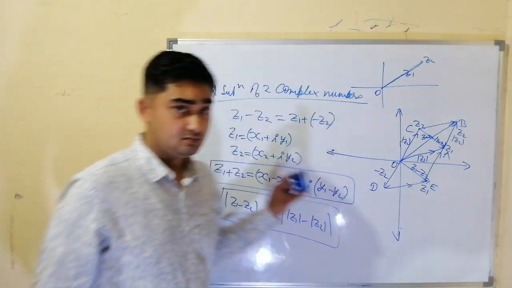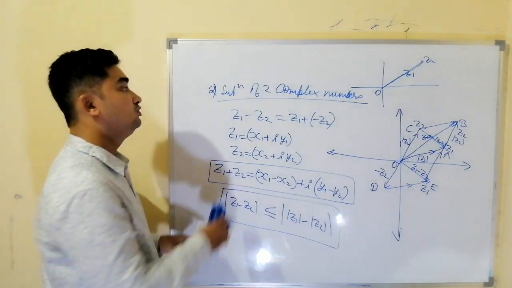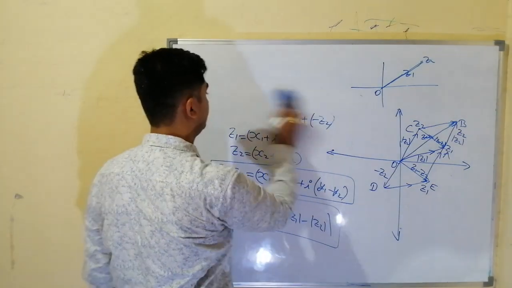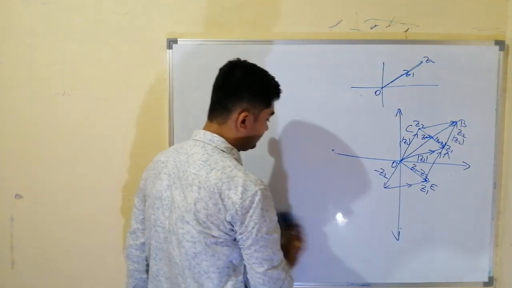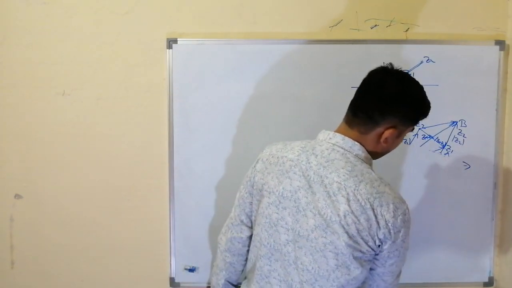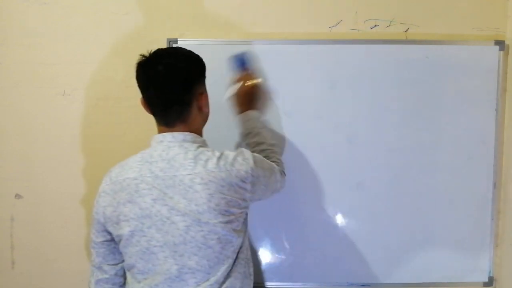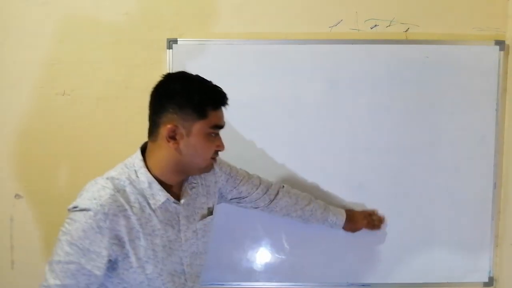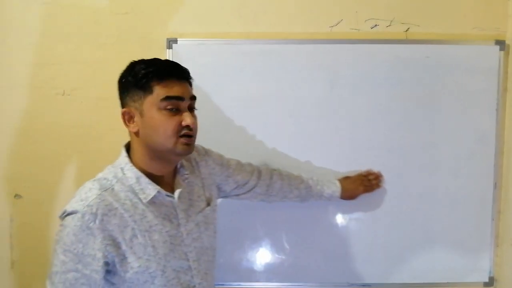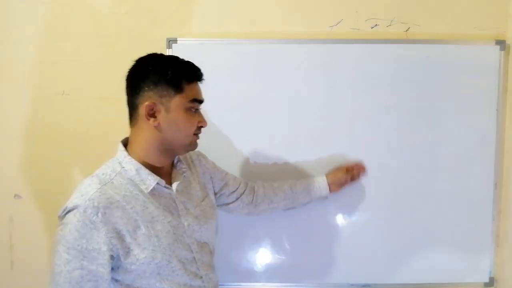Right. Now we have seen addition and subtraction. Now we will move to multiplication and division of two complex numbers, and then we will come to the geometry. Already we have seen the geometry, how to add complex numbers, how to plot a complex number, how to subtract complex numbers. All things we have seen geometrically.